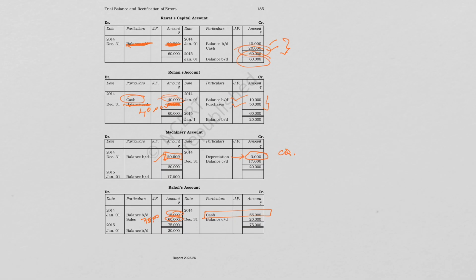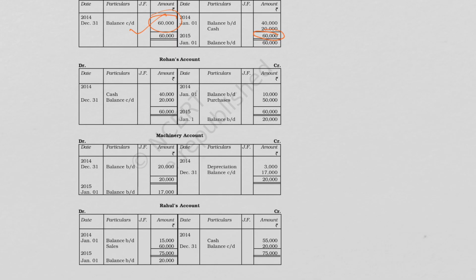Let's erase this. So we had total 60,000. So the balance carried down was 60,000. So this 60,000 we are going to take. Here we have balance carried down 20,000. Here we had charge depreciation 3,000. Brought down was 20,000. So our balance carried down is 17,000.